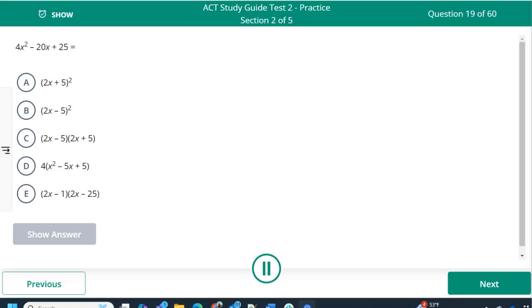For x squared minus 20x plus 25 equals. All right. Okay. Let's just. There's a couple ways to do this. We could factor this. We could try and plug in every answer and hope that it's not E. I guess maybe just factoring it.